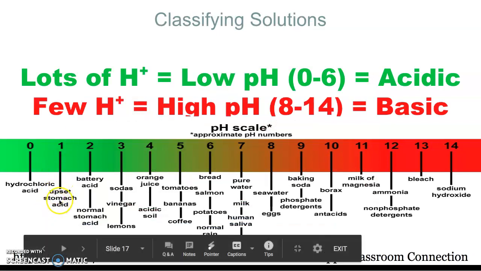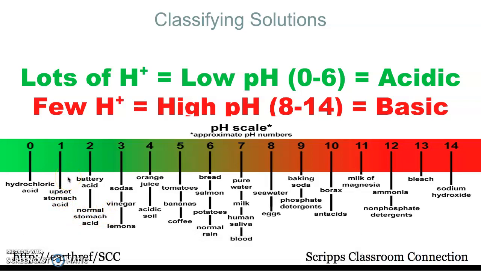An upset stomach usually has a pH of 1, so it's highly acidic. You can drink some water. You will increase the pH a little bit, because again, water is 7. The pH of your stomach is around 1, so you will increase it to maybe 1.2, 1.3. Remember, this is a log scale. But it's still not going to reach normal stomach acid levels. It's going to be 1.1, 1.2 if you add water. It's still not enough.